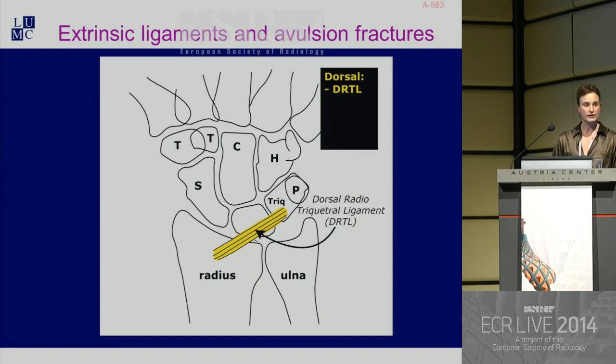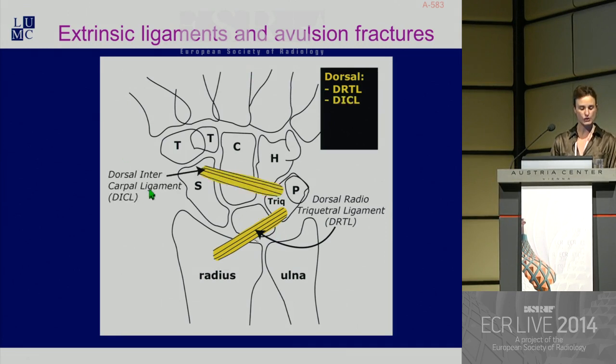So, regarding the extrinsic ligaments of the wrist on the dorsal side, we have two main ligaments. This is the first ligament, the dorsal radiotriquetral ligament. The second ligament is the dorsal intercarpal ligament. And as you see here, the attachment of these two ligaments is at the dorsum of the triquetrum bone.